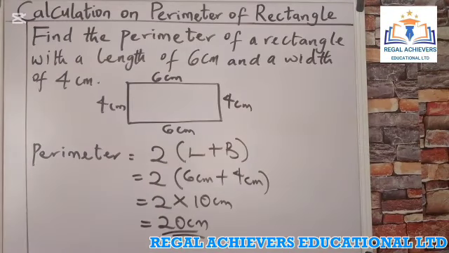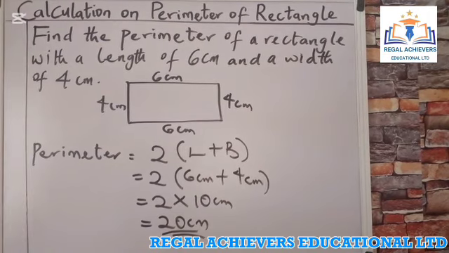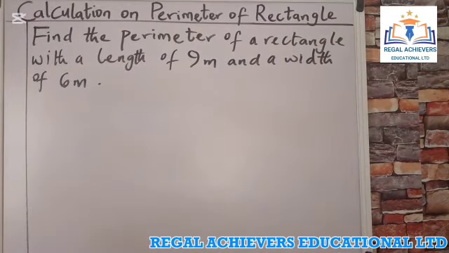I'll be giving you an exercise. Please drop your answer in the comment box. The question says, find the perimeter of a rectangle with a length of 9 meters and a width of 6 meters.